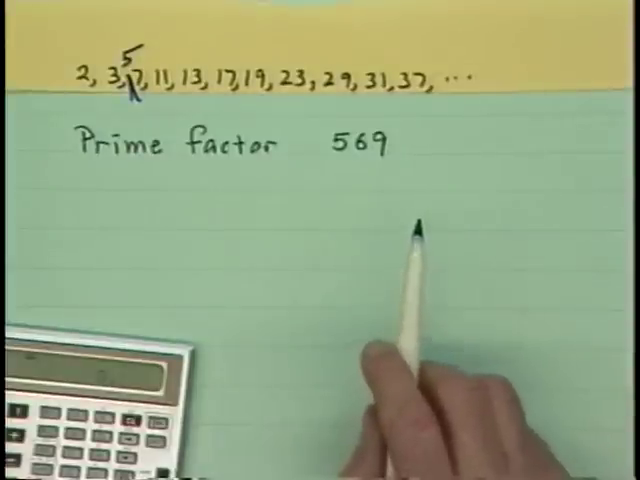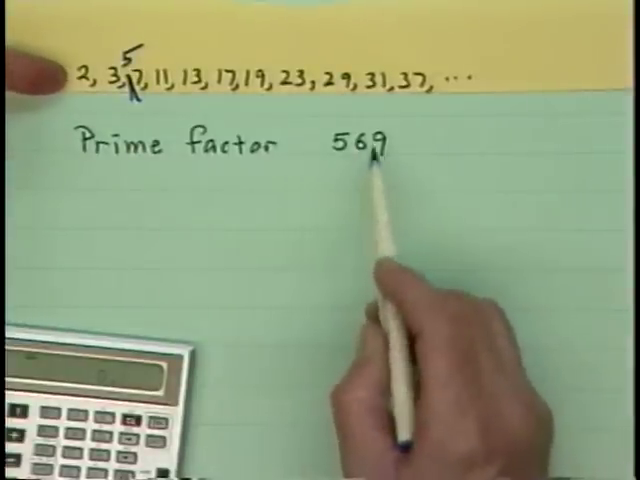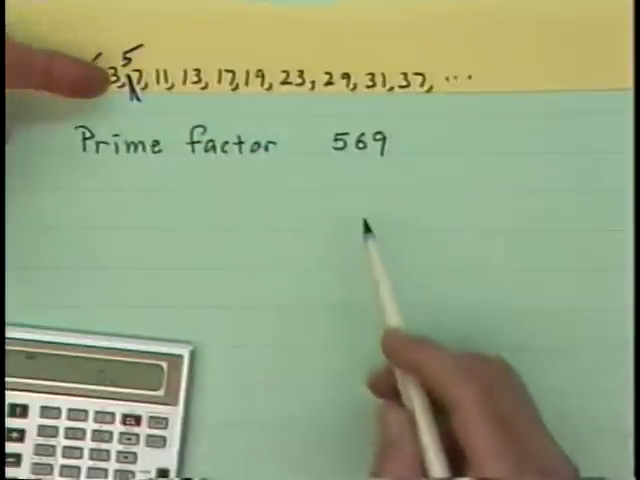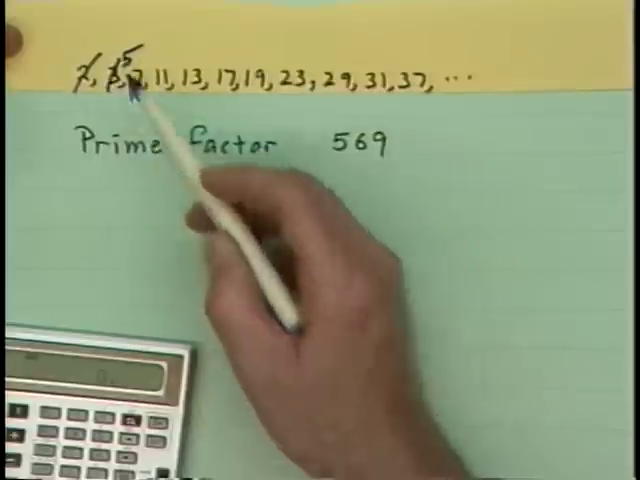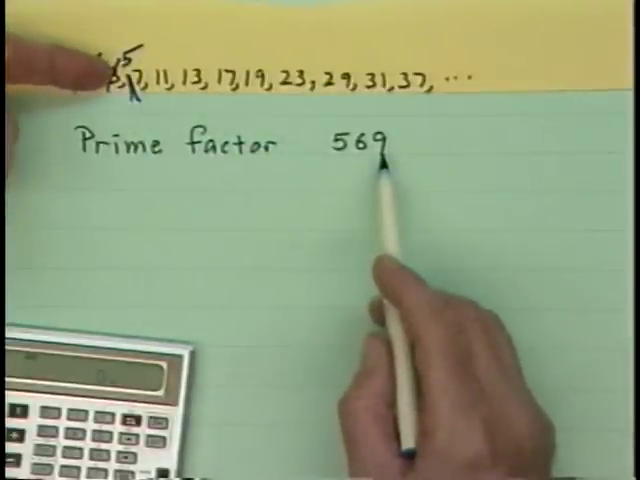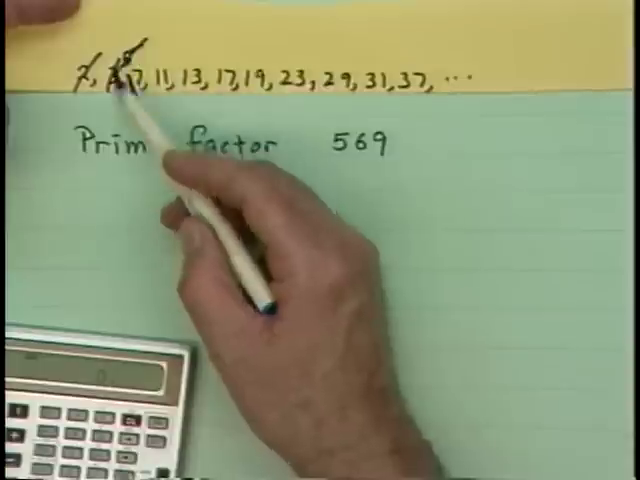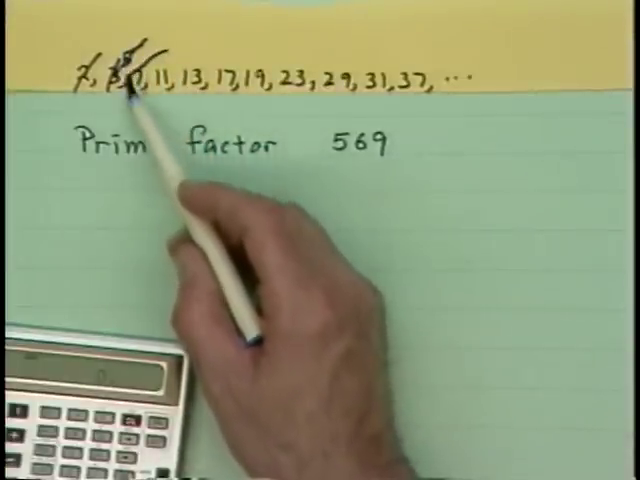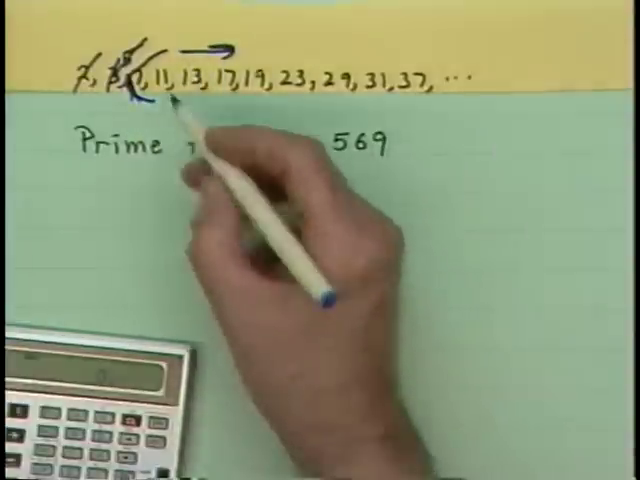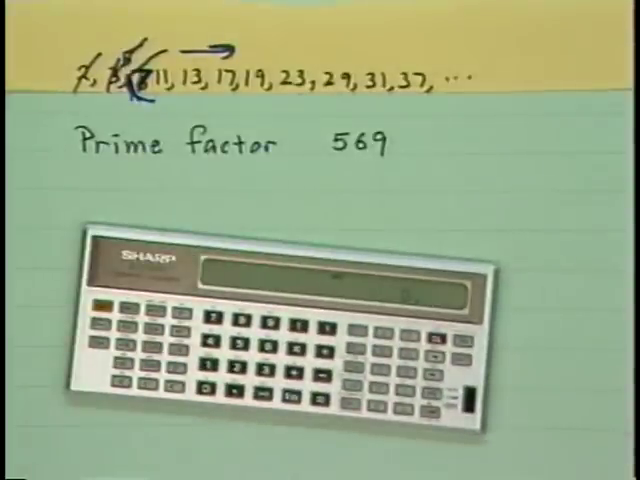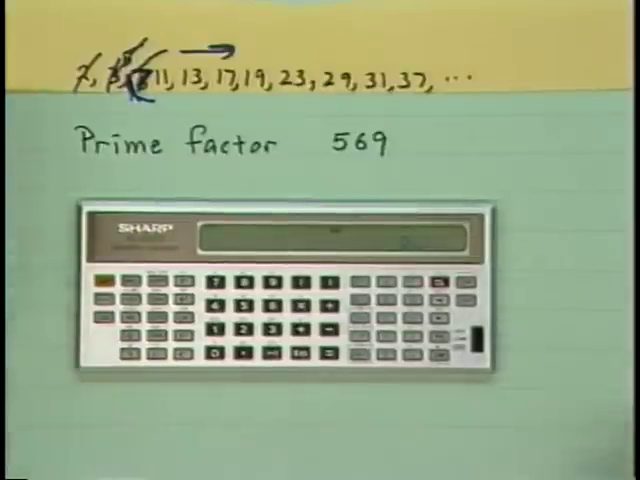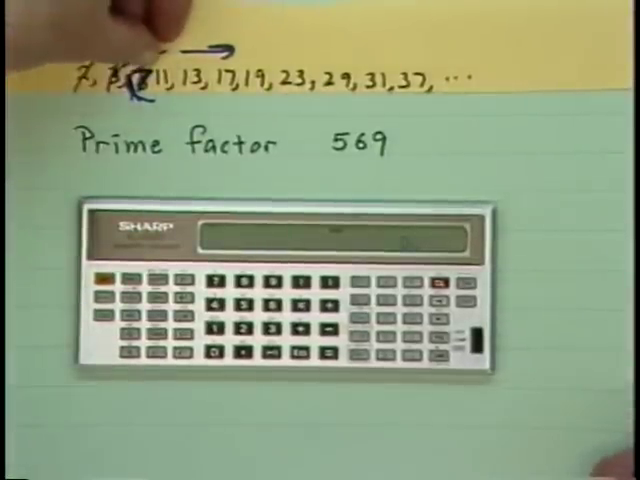a visual inspection. We can see that 2 won't go into this because this isn't even. Adding the digits, 5 and 6 is 11, plus 9 is 20. 3 won't go into that. We can see visually that 5 won't go in. So now we need only start at 7 and work our way up. Now let me start working this a rather long way. And you watch me. In a few minutes, let's see if we can decide on a faster way of approaching this problem. Let's try this 7.